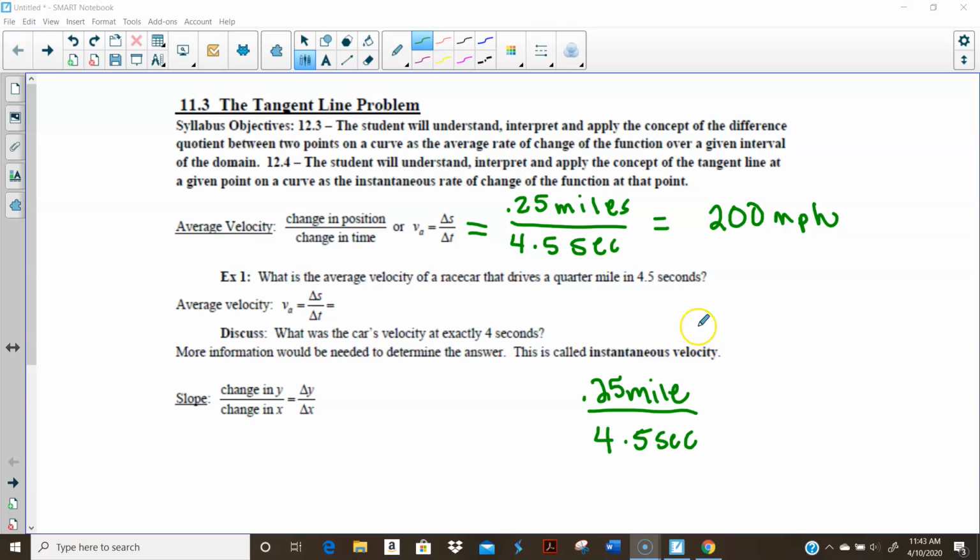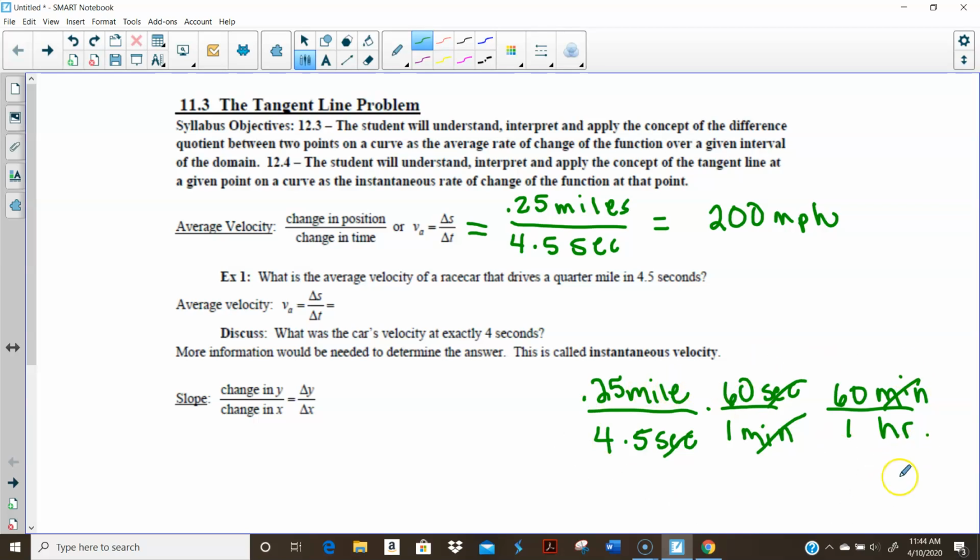Down below, I'll show you how I got 200 miles per hour. I did 0.25 miles per second. I need to change seconds to minutes. So in 60 seconds, there is 1 minute. So seconds now cancel. And then I'm going to change minutes to hours. So in 60 minutes, there is 1 hour. So the minutes canceled. And then you can see that now I have miles per hour, and this ends up giving me the 200 miles per hour.